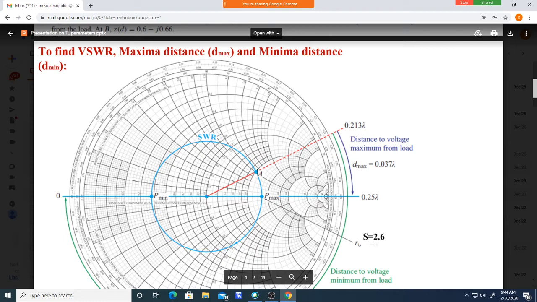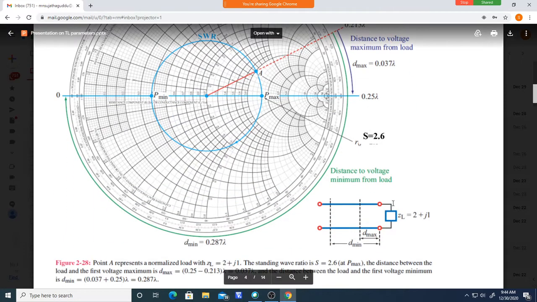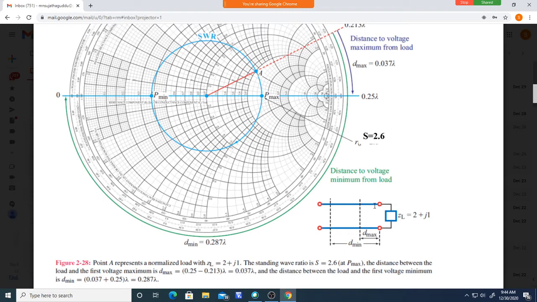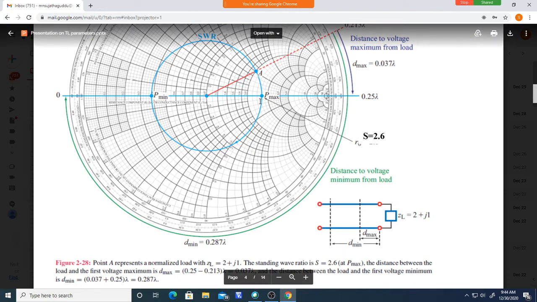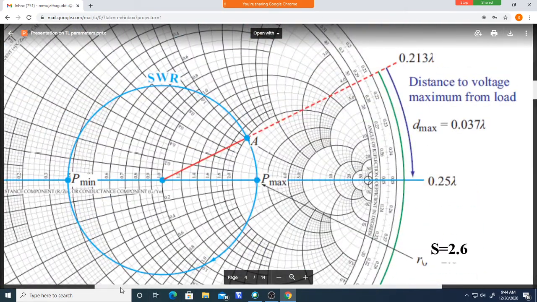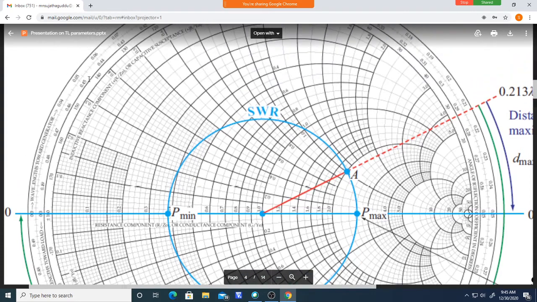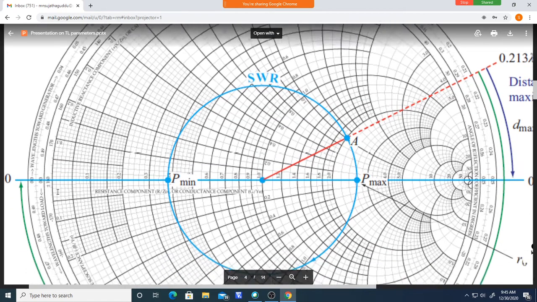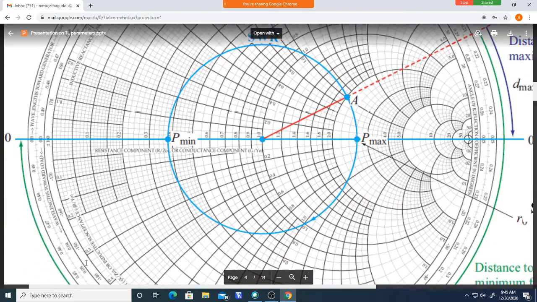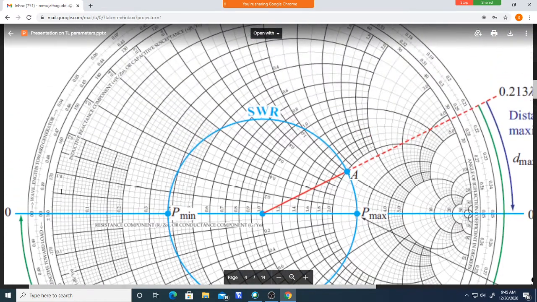So starting from the load, if you move in the clockwise direction, we are moving towards the generator. This is written on the Smith chart: wavelengths towards generator. Here a wavelength scale is provided: 0.46, 0.45, 0.44, 0.43. Similarly, this is towards the load, and the wavelength scale is written here. You can start from this 0 here, and it increases.